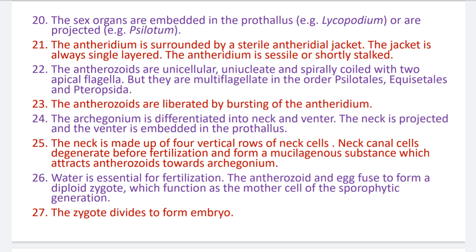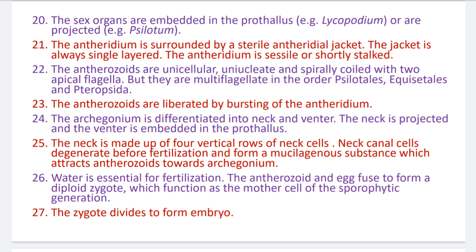Number 22. The antherozoids. Antherozoids are also called spermatozoids. They are also called sperms. They are also called male gametes. And here male gametes means antherozoids. Okay. The antherozoids are unicellular. They are made by a single cell. Uninucleate. They have a single nucleus, which is the male nucleus and which is a haploid nucleus. Okay. So antherozoids are always uninucleated and haploid and male structures, spirally coiled with two apical flagella.